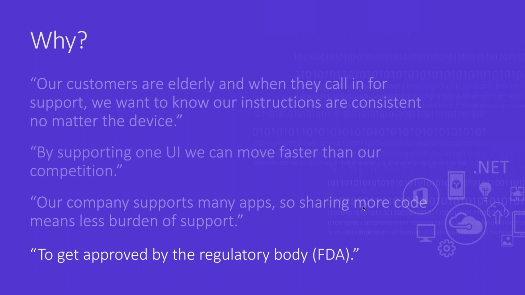And then this was an interesting one that came up with somebody that I spoke to recently. It's to get approved by a regulatory body like the FDA. So if you have apps that need to go through rigorous testing for security purposes or whatever, sometimes it's an additional hassle to have to get that approved twice and to have the level of consistency you need to get through that regulation process. So having the consistency really smooths that out.